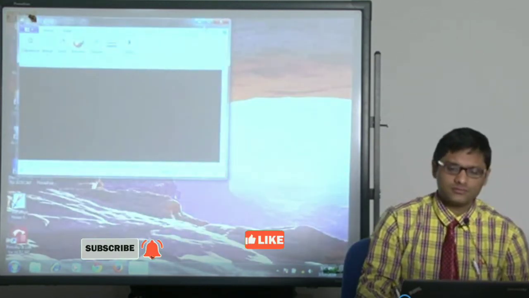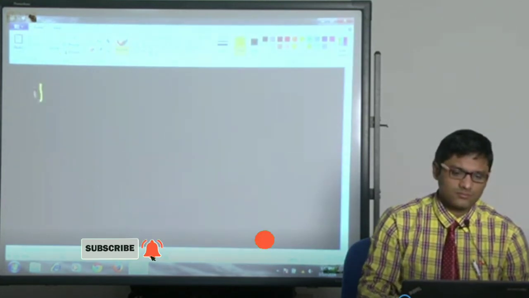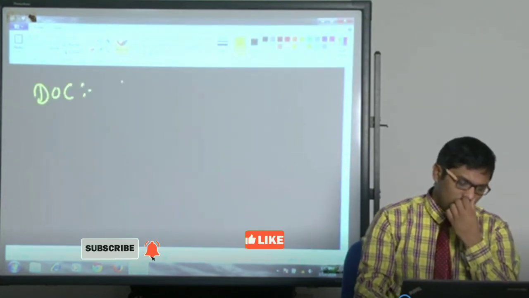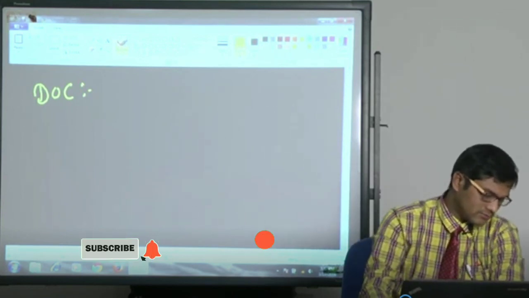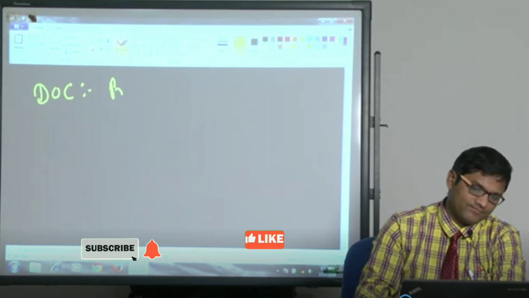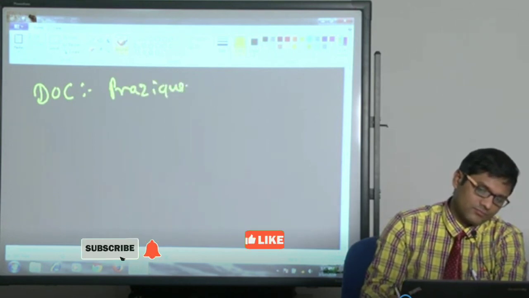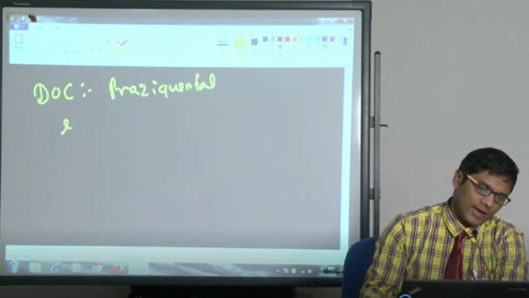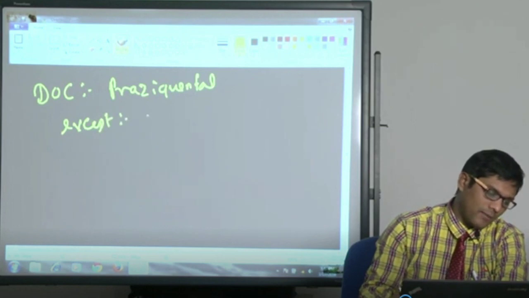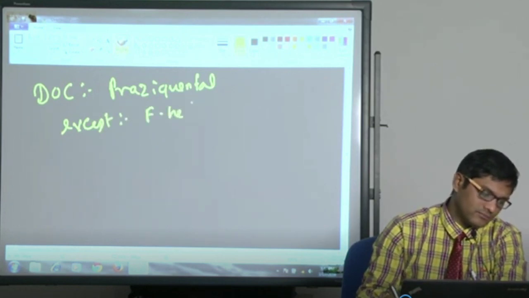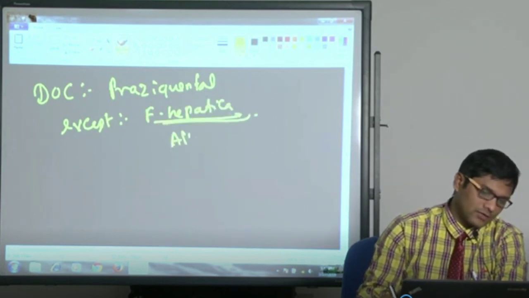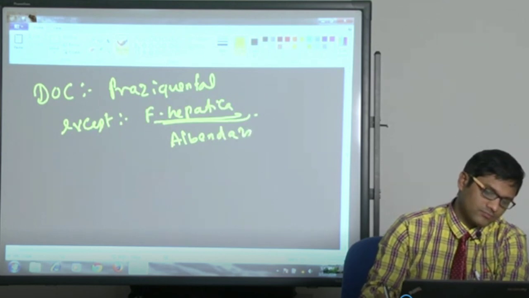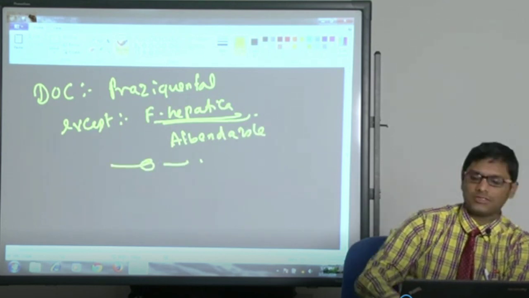Drug of choice: for all trematode infections, the drug of choice is praziquantel. Except Fasciola hepatica, where the drug of choice is albendazole. Okay, so this is all about trematodes.